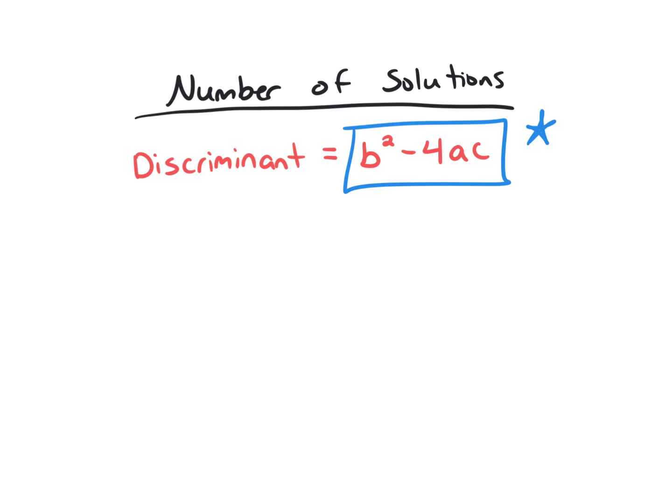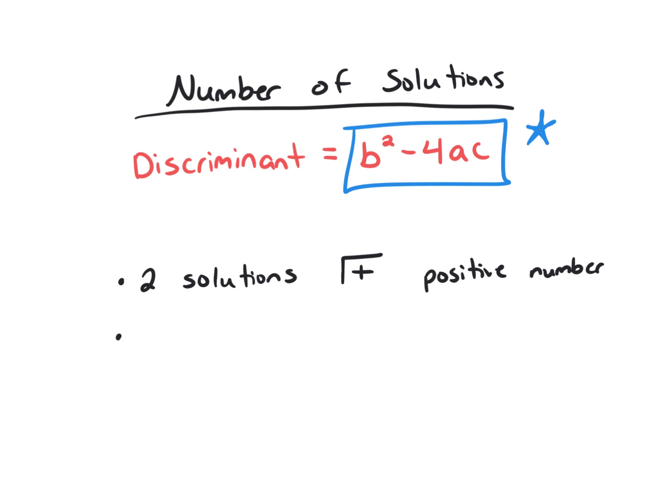There are 3 different numbers of solutions that we can have. The first one that can happen is we can have 2 solutions. When we have 2 solutions, that discriminant inside is going to be all your positive numbers. Whenever you have a positive number inside that square root, you're going to have 2 solutions.